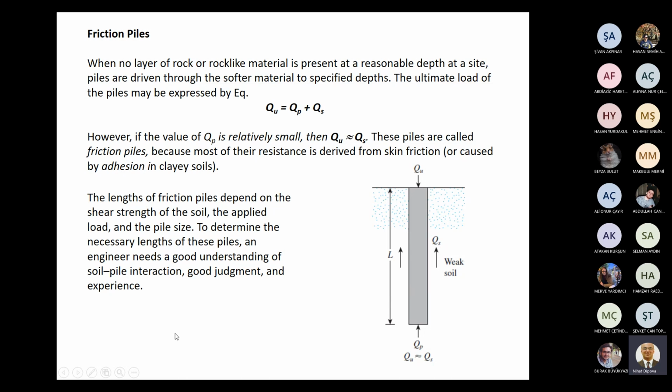The length of friction piles depends on the shear strength of the soils, of course, the applied load, and the pile diameter, pile geometry, diameter and length. To determine the necessary length of these piles, a civil engineer needs a good understanding of soil-pile interaction, good judgment, and of course experience.